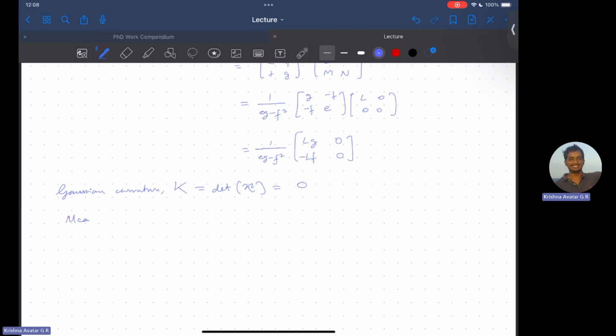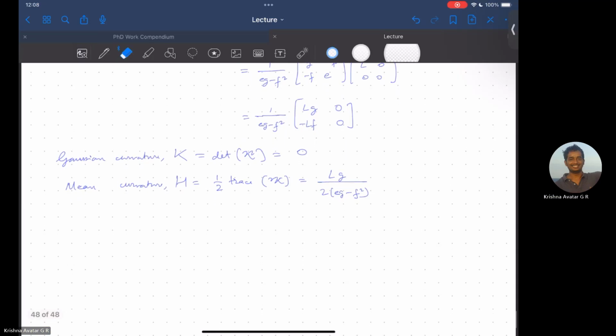And then we have the mean curvature, H is equal to half of the trace, and this is going to be equal to LG plus 0, which is LG, divided by 2 into EG minus F squared. Let's simplify this further. So H is equal to LG over 2(EG minus F squared).